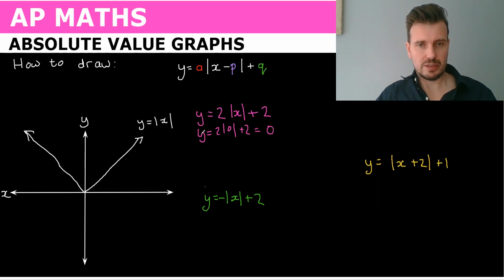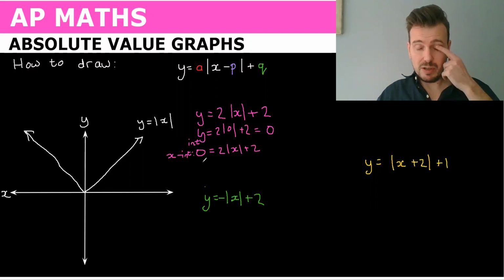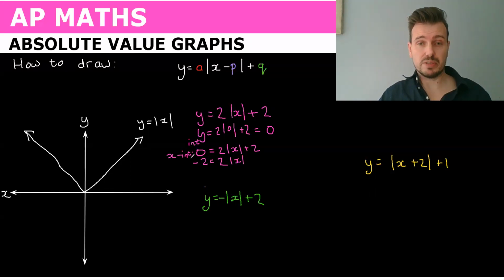Let me just say y-intercept there. And if I want to find the x-intercept, I make y equals 0, and I get 2 absolute value x plus 2. And if I go across, I get negative 2. An absolute value can never be negative, so there's no x-intercepts.